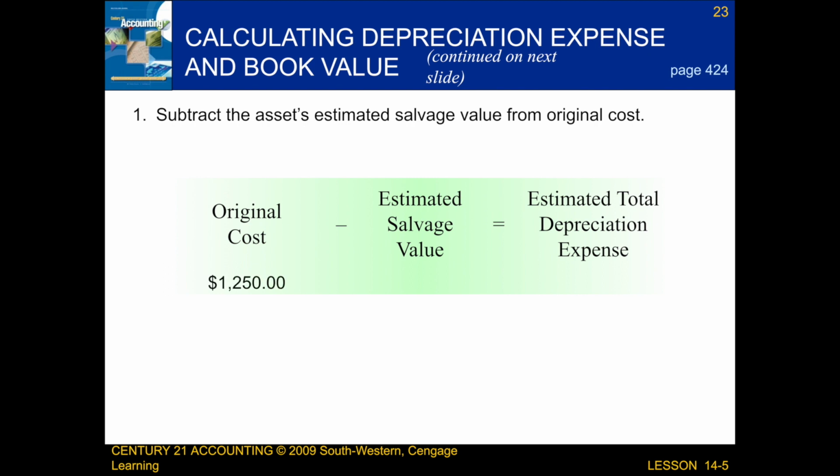Okay, next we're going to be talking about calculating depreciation expense and also book value, and this is continued on the next slide. So when we calculate depreciation expense and book value, the first step is to subtract the asset's estimated salvage value from its original cost. So if we take the original cost, which is $1,250, and we subtract the estimated salvage value, which is $250, that will give us the estimated total depreciation expense amount, which is $1,000.